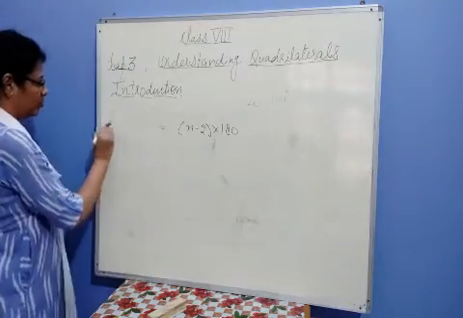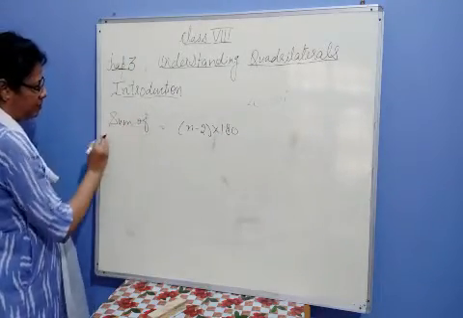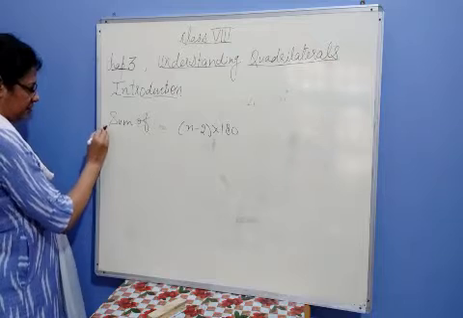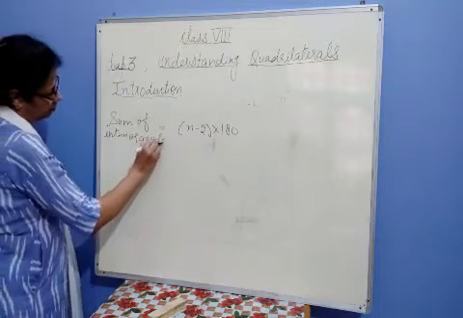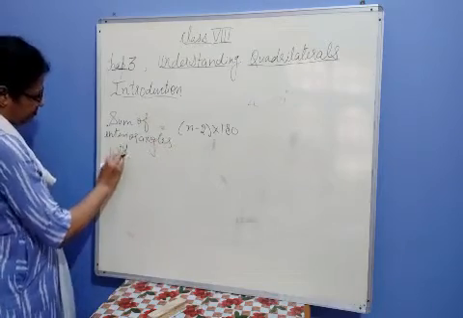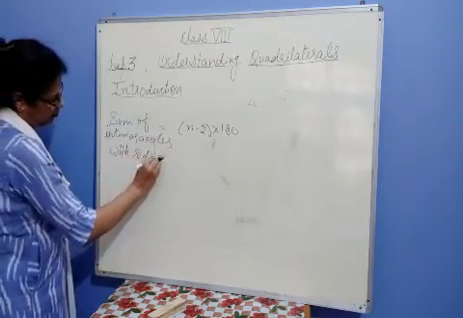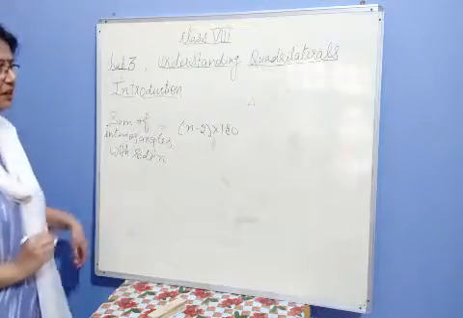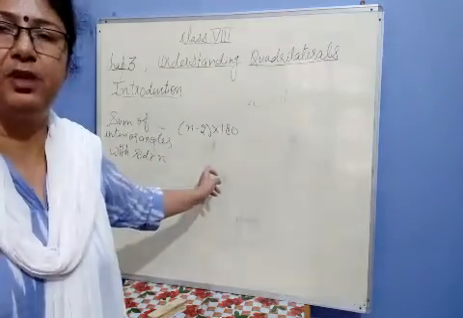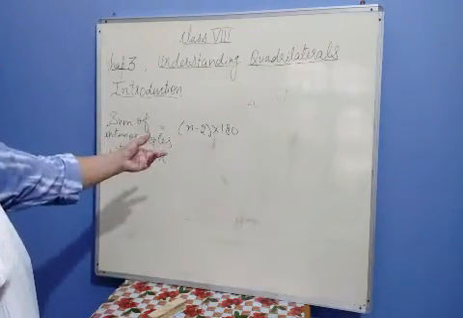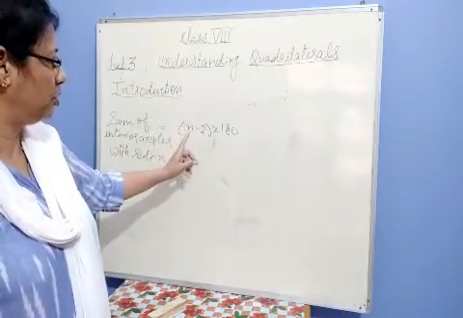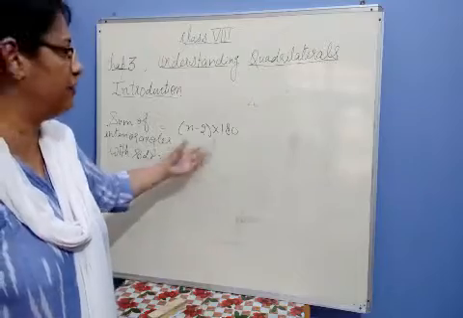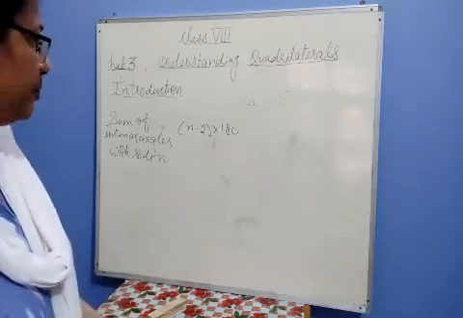It is the sum of interior angles with n sides. So this is the formula. Here if you put the value of the number of sides, like if you put the value n as 4, then 4 minus 2 is 2, 2 into 180 is 360. So you can verify this formula for a quadrilateral.